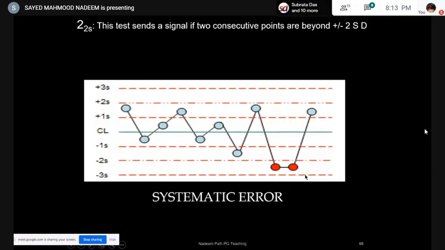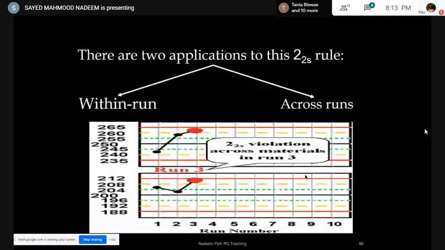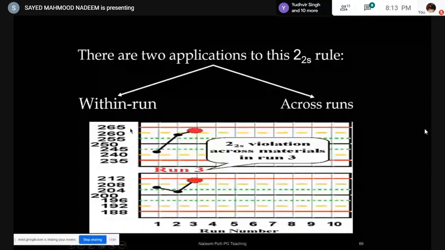And now let us try to understand what are the variations of 2-2S. Now 2-2S can be applied within run, across run. Now you understand these terms well. Within run means 2 different controls run on the same day. Across run means same control run on 2 consecutive days. So let us see this.